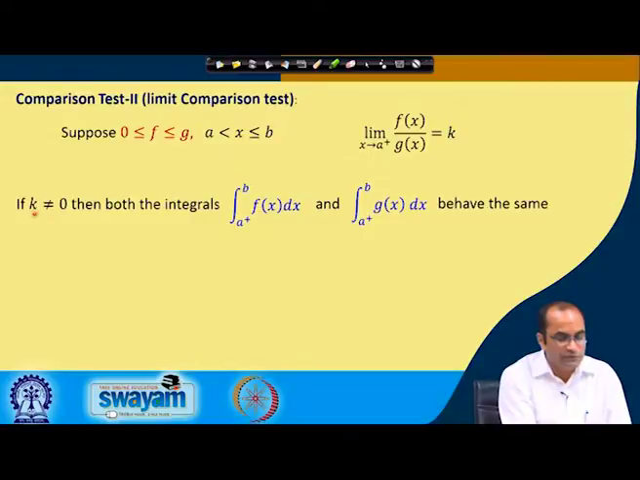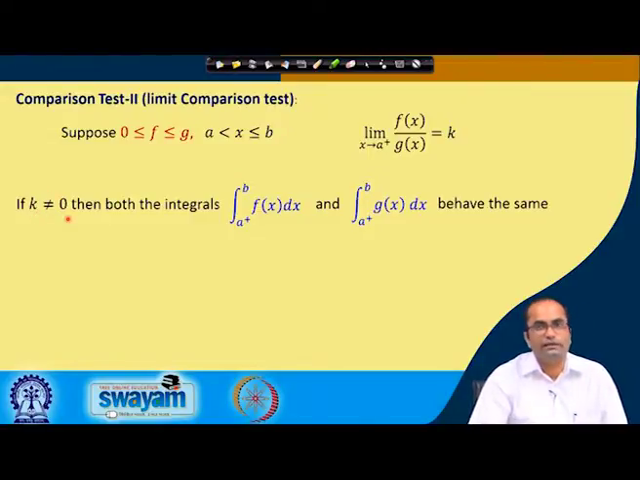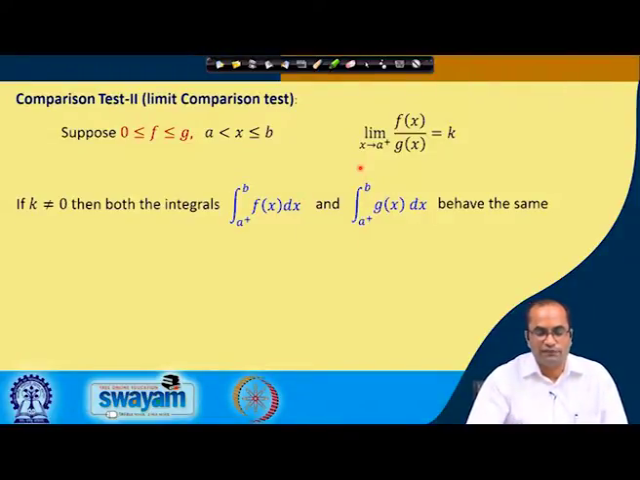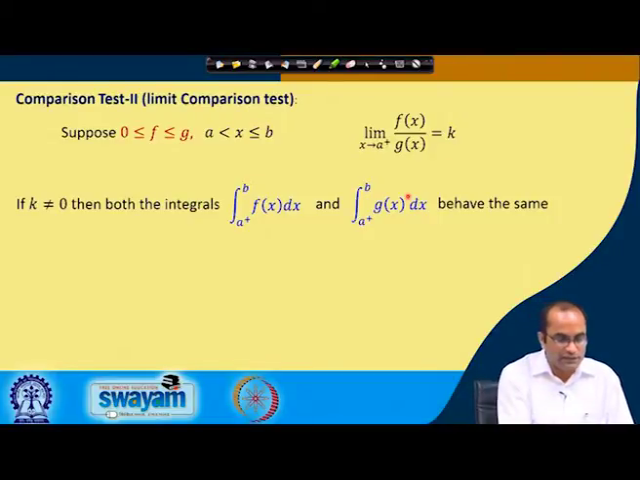So, here for example, if k is not equal to 0, so if we are getting this non-zero number as the limit, then both the integrals, meaning this integral from a to b of f(x) dx and this integral from a to b of g(x) dx, will behave the same. The reason is clear: when x goes to a, this ratio is a non-zero number. That means they behave the same as x approaches a, and their integrals will either both diverge or both converge in this case, and this is very useful.